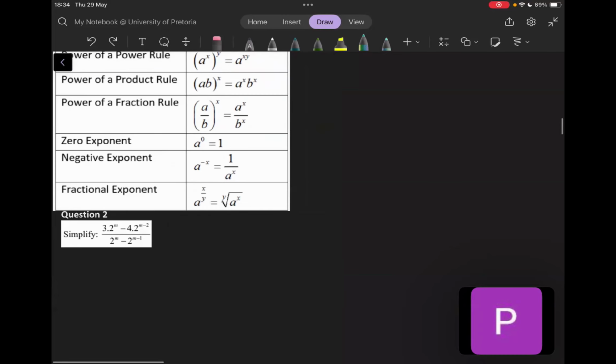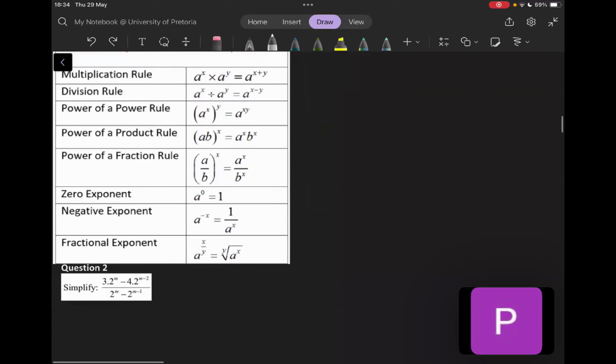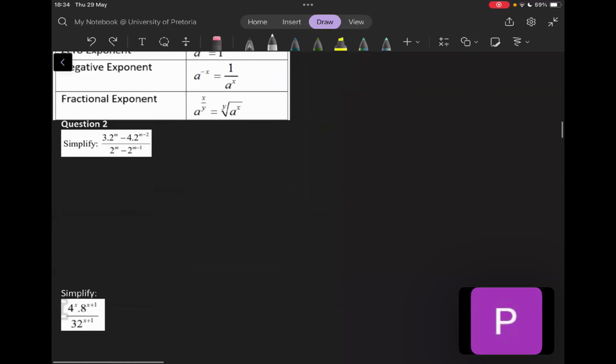Let's now simplify this expression and see whether or not we understand how to work with the law of exponents. We have 3 times 2 to the power of m minus 4 times 2 to the power of m minus 2, all over 2 to the power of m minus 2 to the power of m minus 1. Right. Let's simplify this.